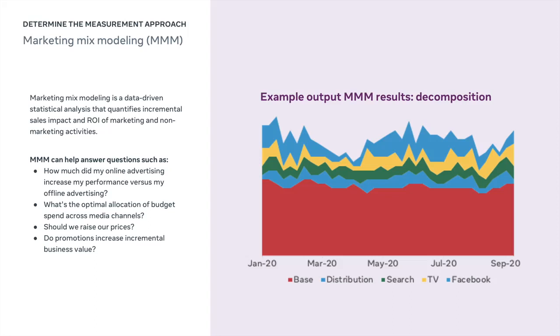How much did my online advertising increase my performance versus my offline advertising? What's the optimal allocation of budget spent across different media channels? Should we raise our prices? Do promotions increase incremental business value?